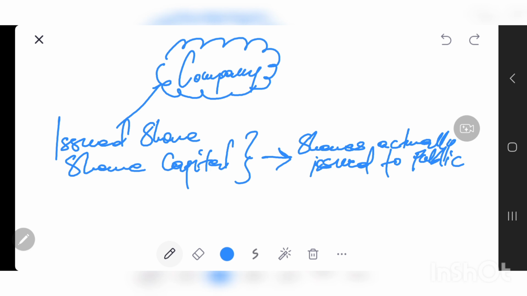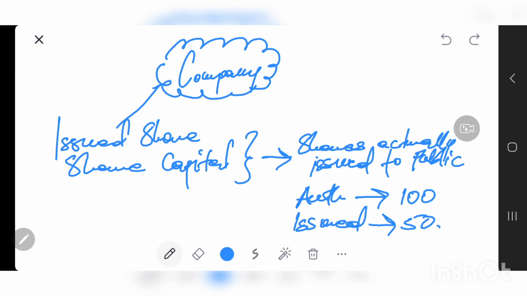You'll find the question is going to tell you that maybe the authorized share capital of the business is 100 shares, but the shares that are issued is how much? Maybe it's 50, for example. So it means there are 50 outstanding shares that are not yet issued, because the company is authorized to issue 100, but they've actually issued only 50. So there's another 50 that they can still issue when they want to raise capital in future.